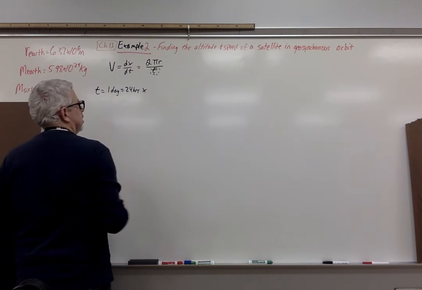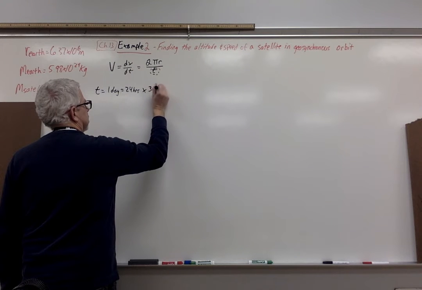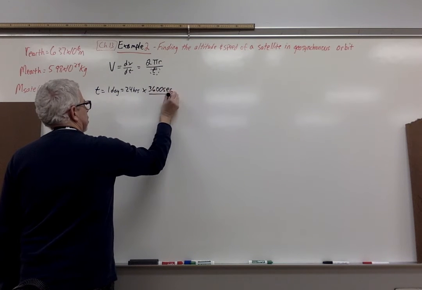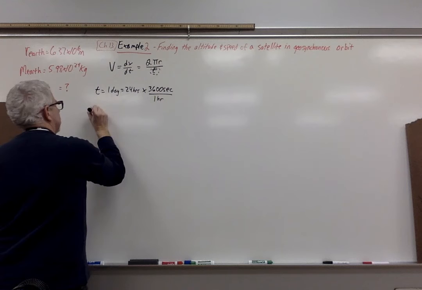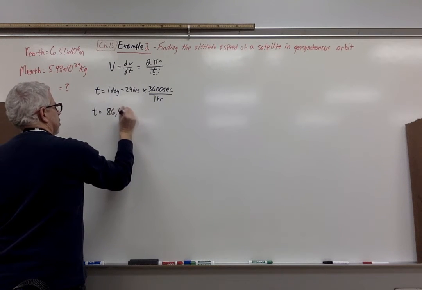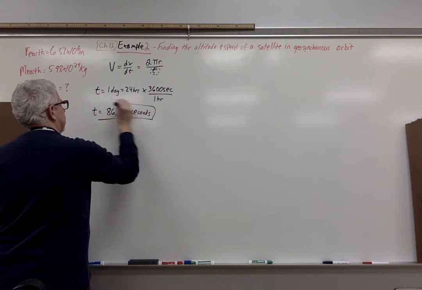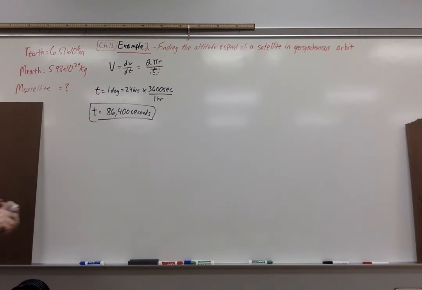So there are 60 minutes in an hour and 60 seconds in a minute. So there's 3,600 seconds over 1 hour. So the time we're looking at here is 86,400 seconds. Okay.